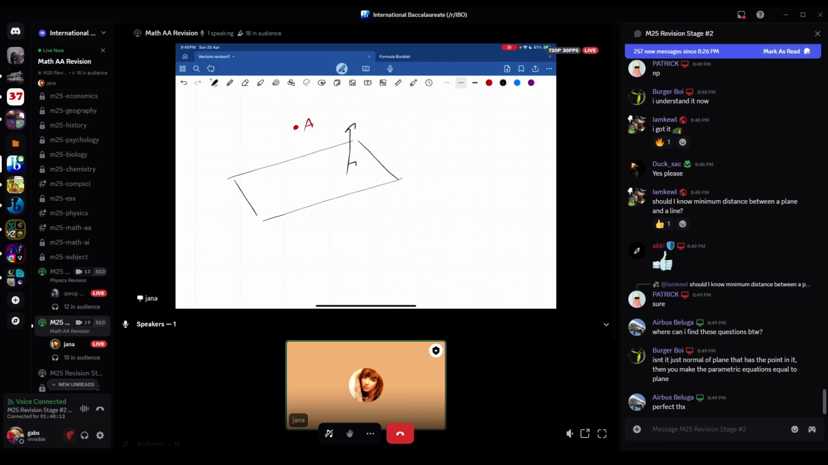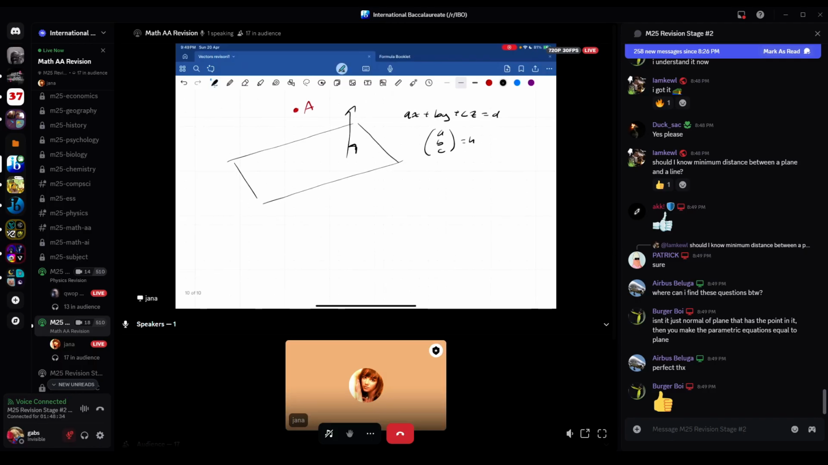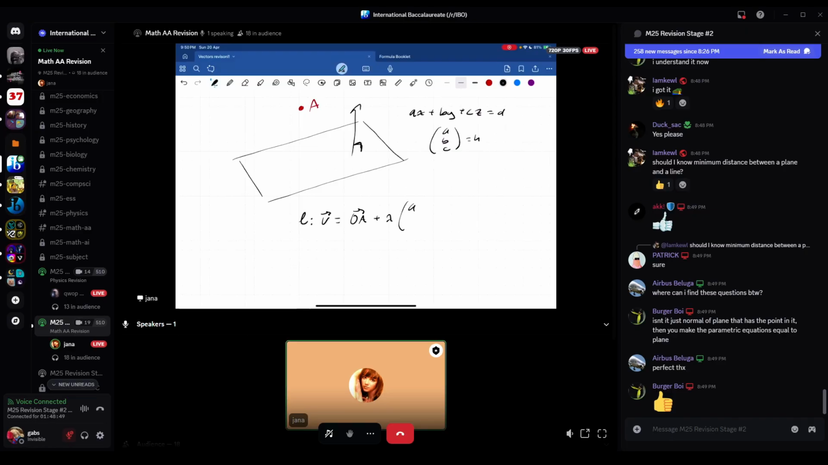The normal to the plane is perpendicular to the plane. We already know the normal of a plane because a plane is usually defined by its normal, right? If we have a plane with Cartesian equation ax plus by plus cz equals d, a, b, and c are the components of the normal to the plane. So we can set up a vector equation of the line, L, with our fixed point as A here. So I'm just going to do OA plus lambda times our normal here, which is (a, b, c).